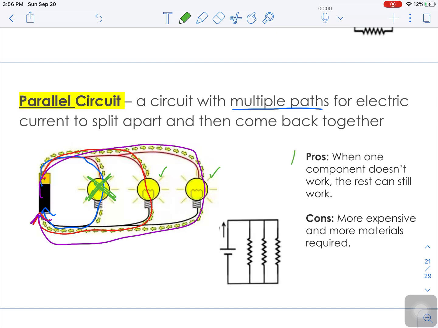So a positive or a pro with a parallel circuit is when one component doesn't work, the rest can still work. A con or a negative is building circuits like this are more expensive and more materials are required.